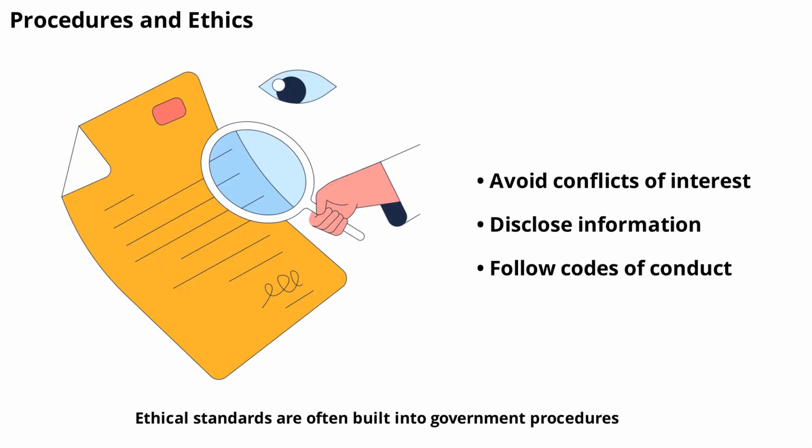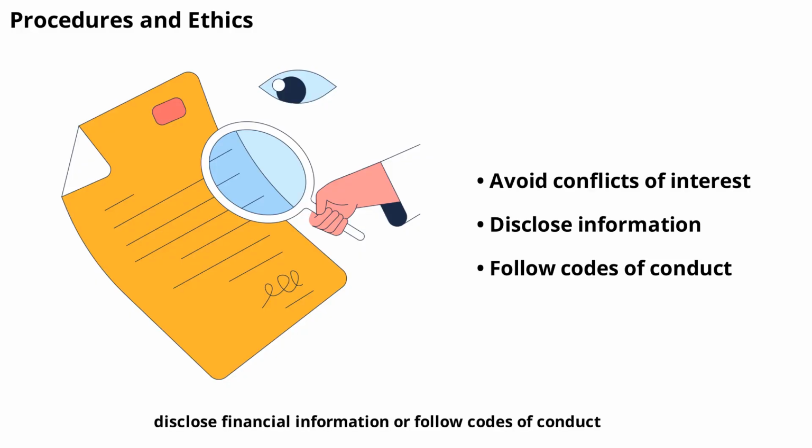Ethical standards are often built into government procedures. Officials may be required to avoid conflicts of interest, disclose financial information, or follow codes of conduct. These ethical rules help maintain public trust and ensure that decisions are made for the right reasons.